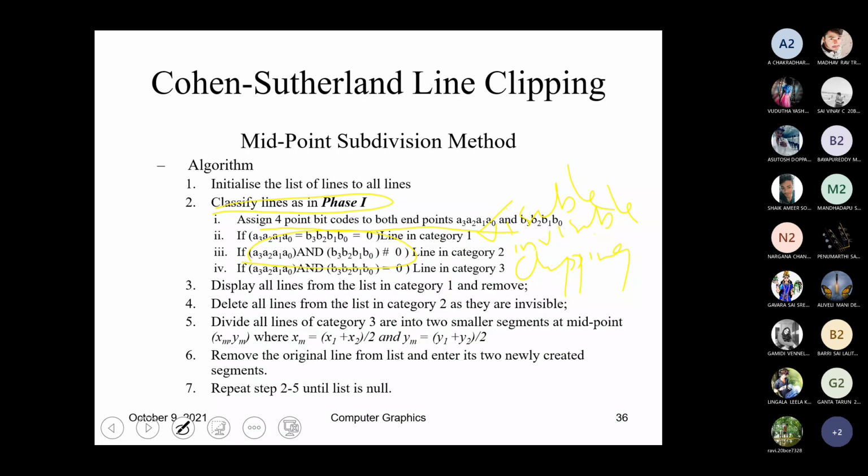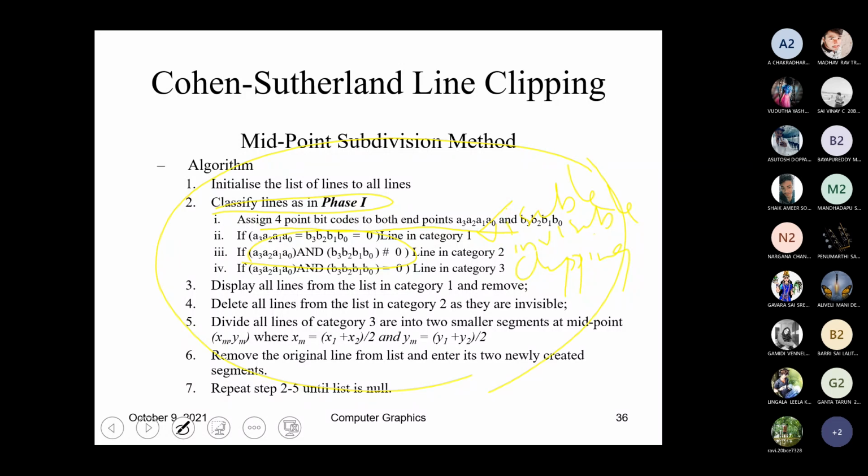Then you should calculate the intersection point. Then you will be getting the x and y value from where onwards you want to clip. Understanding? We'll solve the problem and you will understand. This is the concept, you have to do it. If you want, you can write it down.